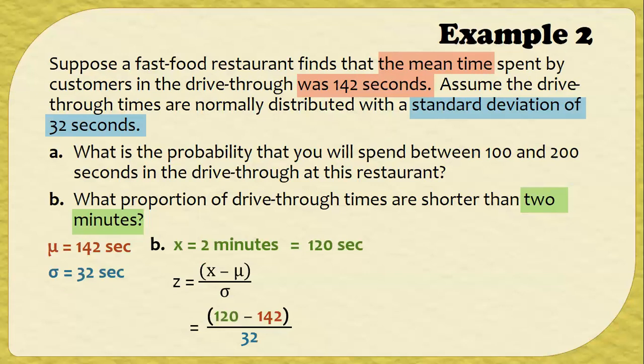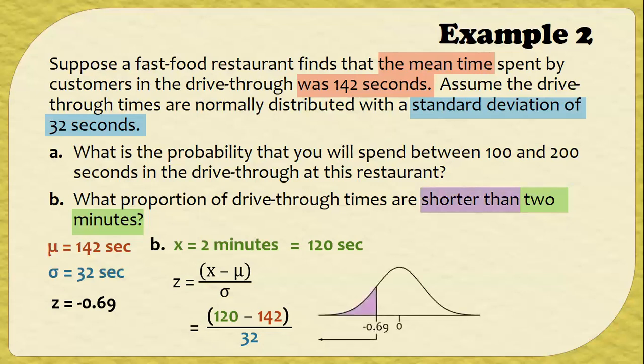All right, did you give it a go? So here we have our 120 minus 142 all over 32. That gave me a z-score of negative 0.69. So next I drew my picture because negative 0.69 is a negative number. I drew that to the left of 0. And because this is a shorter than problem, I'm shading to the left of my cutoff score.